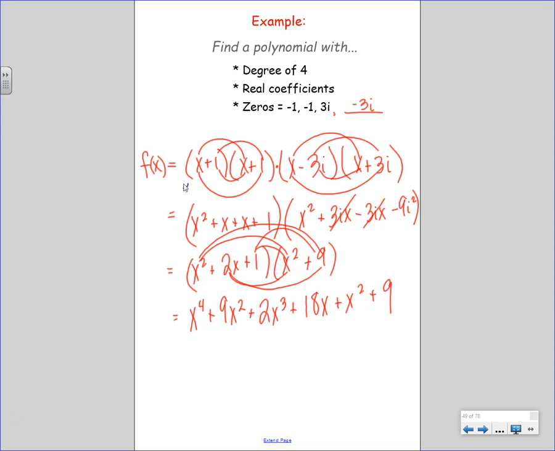Okay, how do we combine? So I think there's only 1 x to the 4th, right? We only have 1 term with x cubed. We do have a couple with x squared. We have 9x squared and 1x squared, which would be 10x squared. Got it. We have 1 with just an x. 1 with just a constant. I think I got everybody.